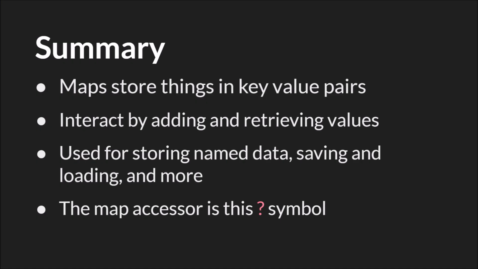In summary, maps store things in key value pairs. The primary interaction with a map is adding and retrieving values. They're used for things like storing named data, saving and loading, and a lot more. Along with lists, they're one of the data structures I use most frequently. I think it's a great idea to get familiar with what they can do. Finally, the map accessor is the question mark, and you can use this to add or retrieve values stored in the map.